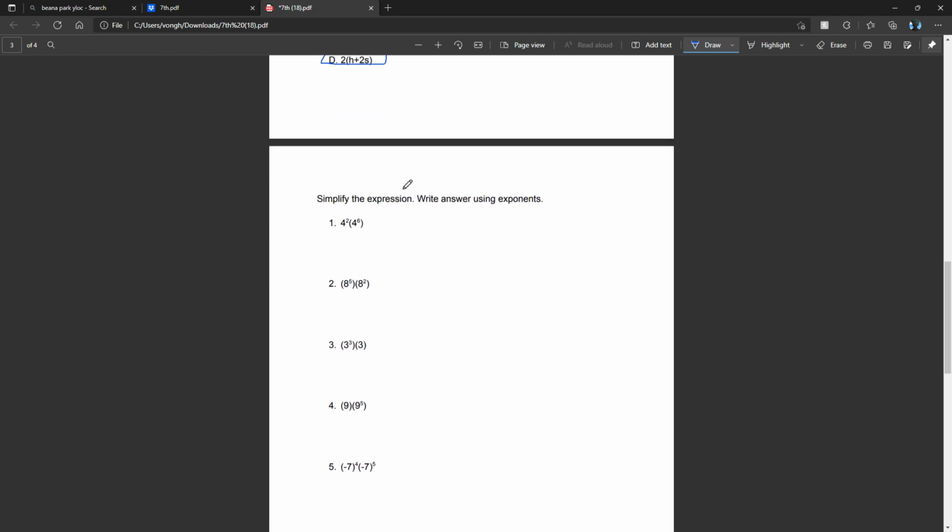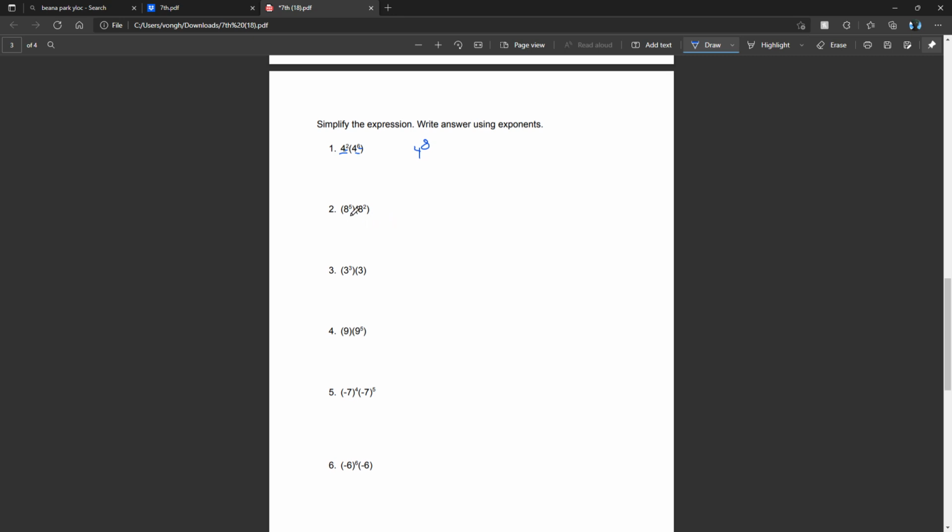Simplify the expression. Write the answer using exponents. So to do this, you have 4 squared times 4 to the power of 6, and you're multiplying them both. When you're multiplying, 4 and 4 are the same base, so you can multiply them together and simplify it. So you have 4 squared times 4 to the 6th power, and all you have to do is add the two exponents. You just add the 2 and the 6. So what's 2 plus 6? That's 8. So the answer would be 4 to the 8th power. And make sure you write the same base, which is 4.